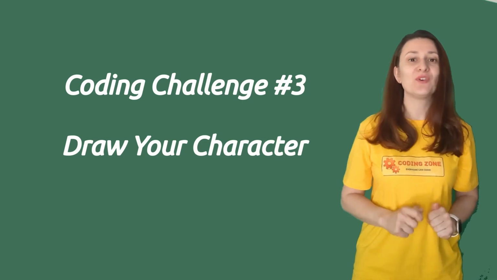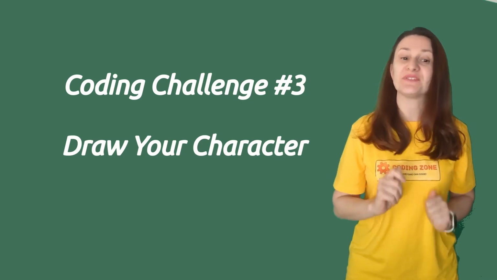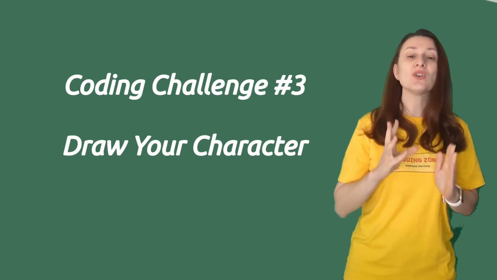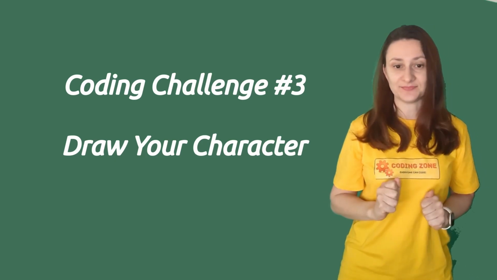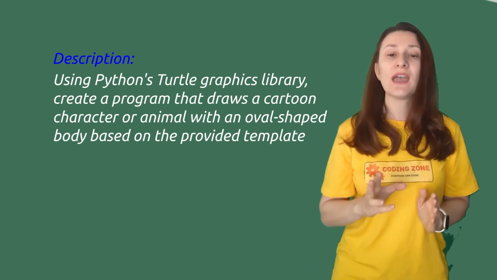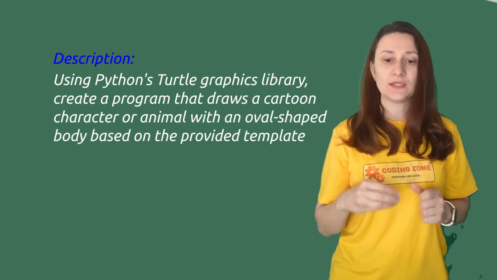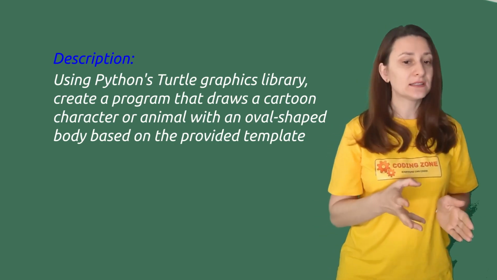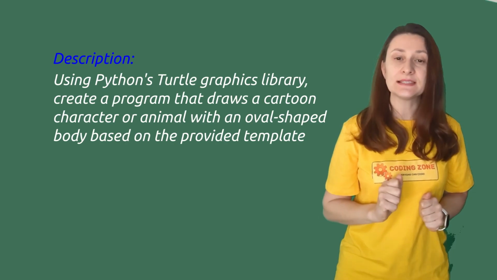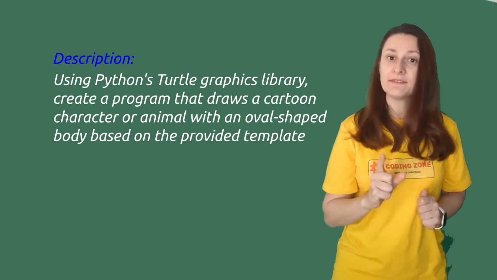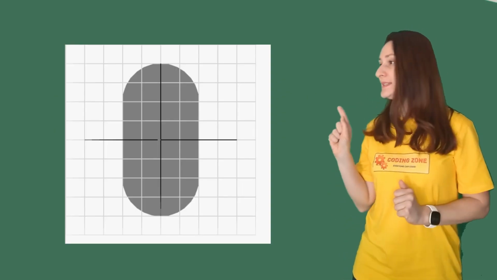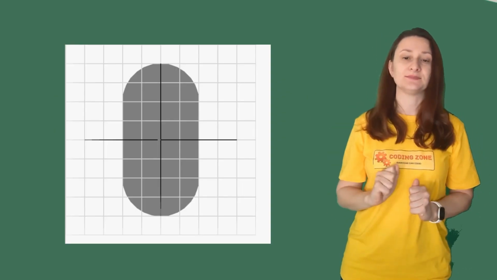Now is the time for coding challenge number 3. Challenge number 3 is to draw your own character. Using the Python Turtle Graphics library, you have to draw your own character. It could be a cartoon character or any animal, but the only condition is it should have the oval body shape, the same shape that is provided in the template.